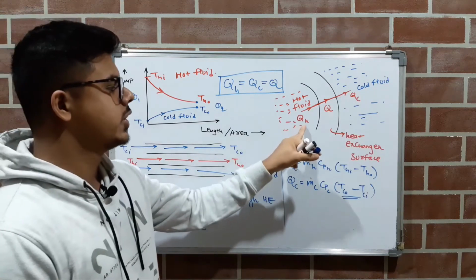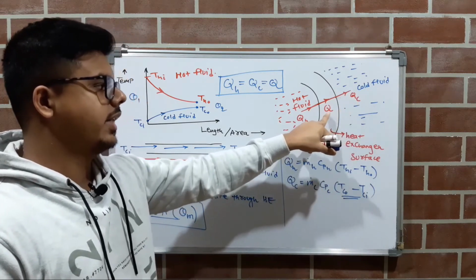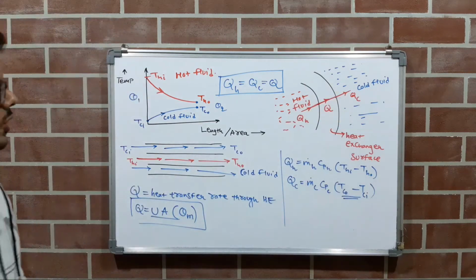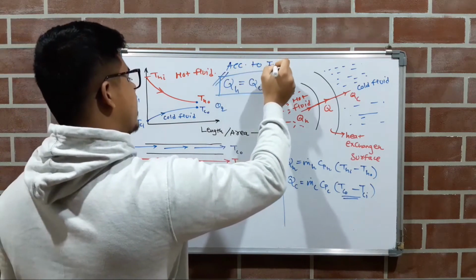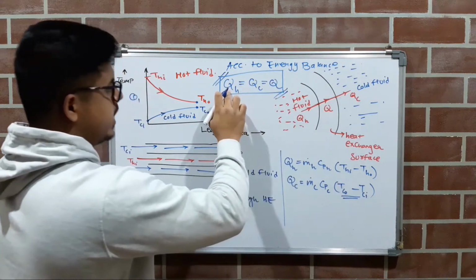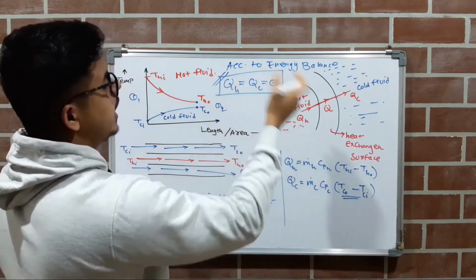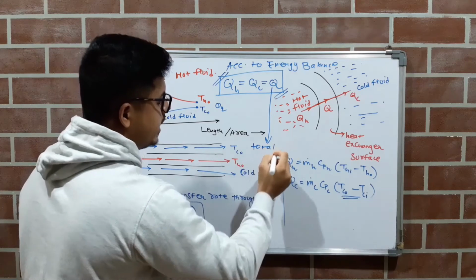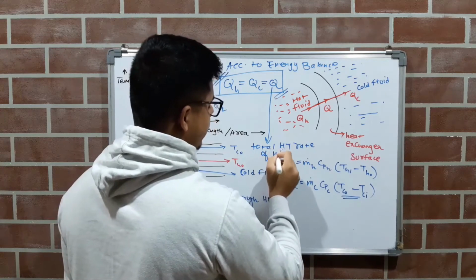Then and only then is the heat lost by the hot fluid equal to the heat gained by the cold fluid. So the heat transfer rate through the heat exchanger should be equal to both heat transfer rates. This is by our first assumption, or according to the energy balance equation. That is, QH, the heat lost by the hot fluid, equals the heat gained by the cold fluid, equals the total heat transfer rate of our heat exchanger.